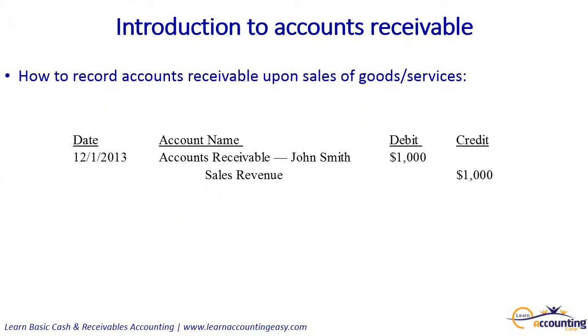So the first and easiest accounting entry we can make when it comes to accounts receivable is the entry when we have sold the goods or the services to the customer. So as you can see in this case, we're debiting accounts receivable, $1,000, and we're crediting sales revenue. And it could be services revenue if what we have sold is services.